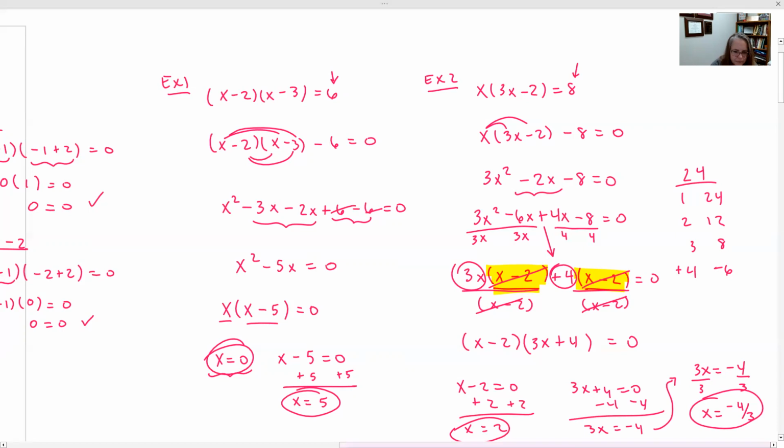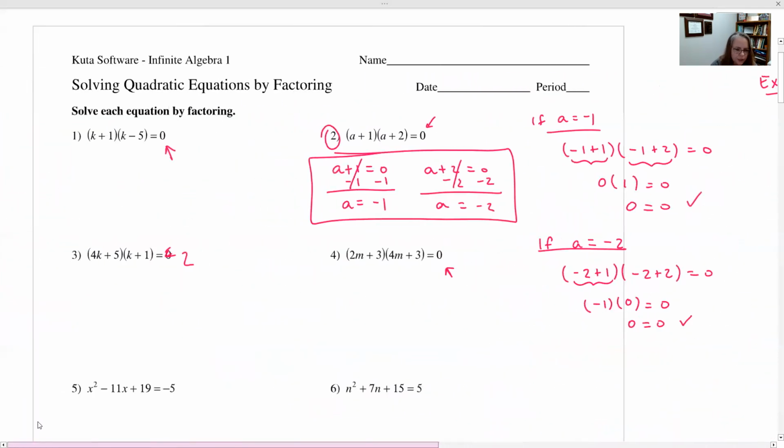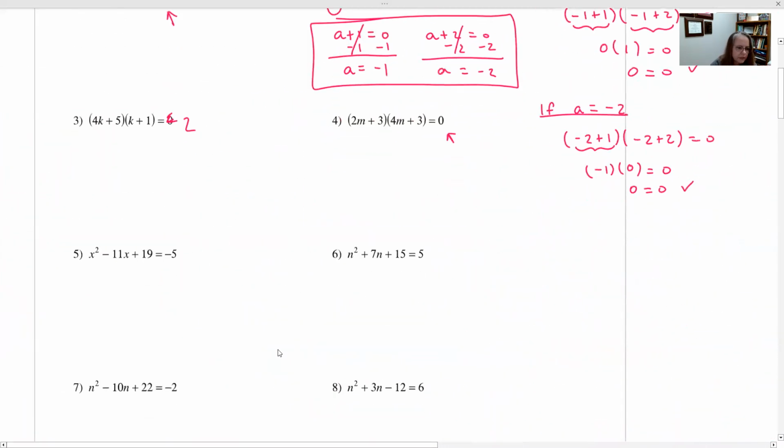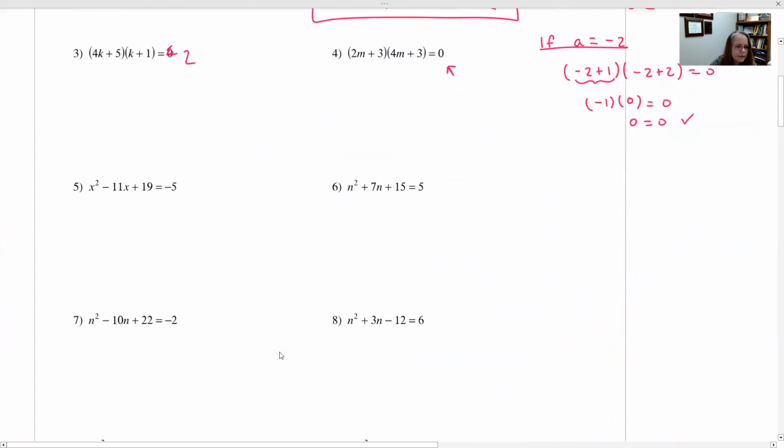All right, let me get over here and do a couple more. I'll do number 5. I could have just done that one. I didn't have to go find examples, but it's okay.